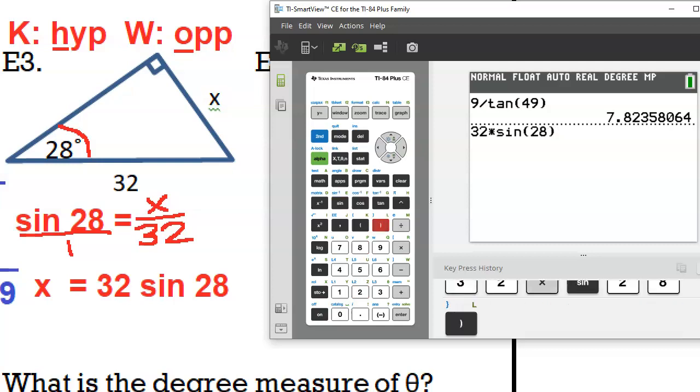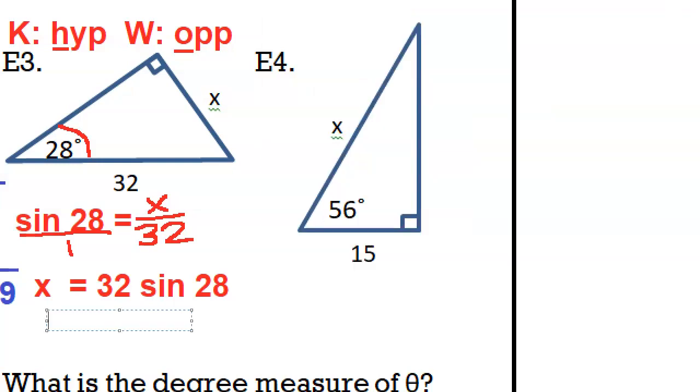Now, if that was a 30, 60, 90 triangle, then x would be half of 32. So my guess is about 16. Let's see how good we are. Hey, okay, that's not bad. 15.02. Not bad.